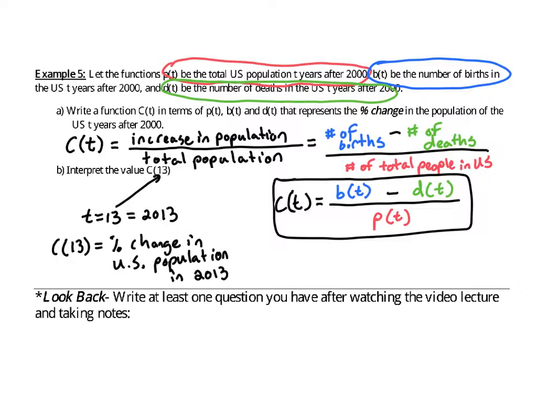Part B asks you to interpret the value of C of 13. Well, now that we know the function C of t is the percent change, 13 is our t value. If you look above, t represents the years after 2000. So if it's 13 years after 2000, the year must be 2013. So this function would then represent the percent change in the U.S. population in that specific year, 2013.